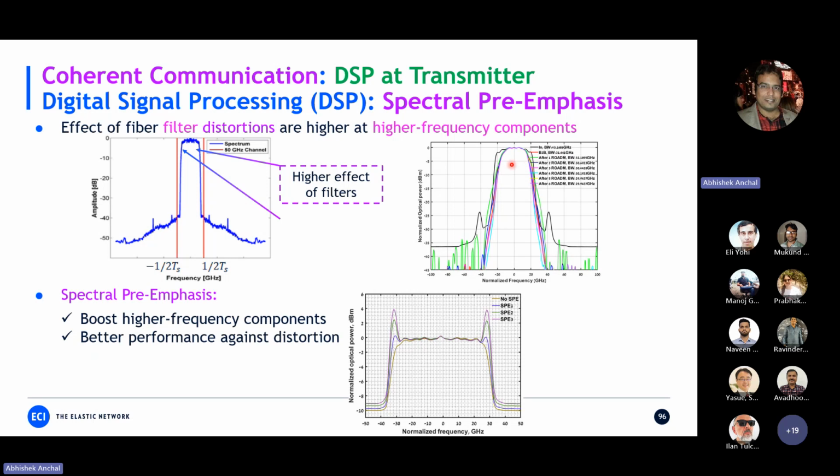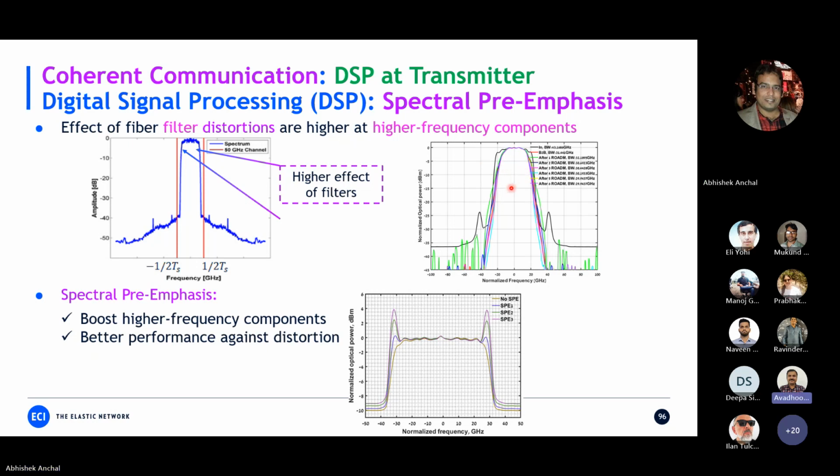For example, let's say you are choosing a 42 gigabaud channel. That means your signal bandwidth is almost 40 or 42 gigahertz, and you are passing it through the filter or ROADM with bandwidth 50 gigahertz, and the real bandwidth of the 50 gigahertz is around 38, 39, or maybe 40. So it cuts the signal. You need to always choose a compatible bandwidth. When we select a 50 gigahertz channel, we usually go for a ROADM with 50 gigahertz. If you take a higher bandwidth ROADM, you won't see this edge cut, so there is no use of SPE then.